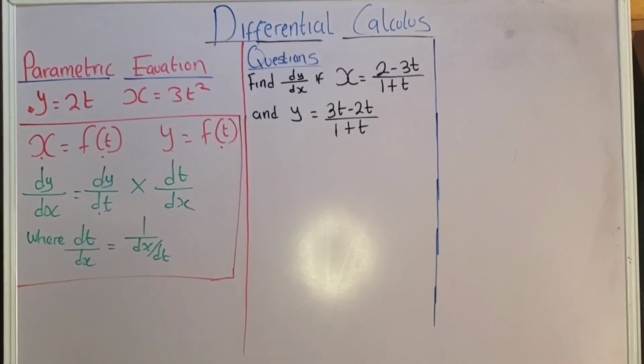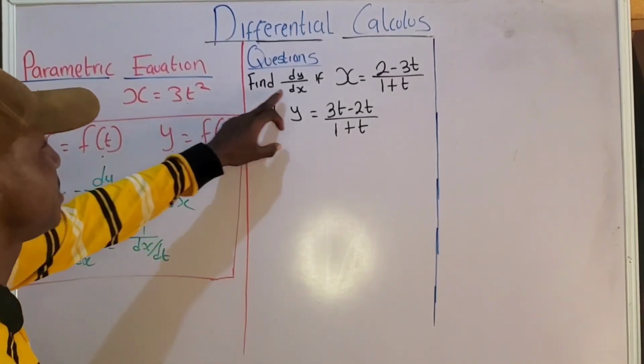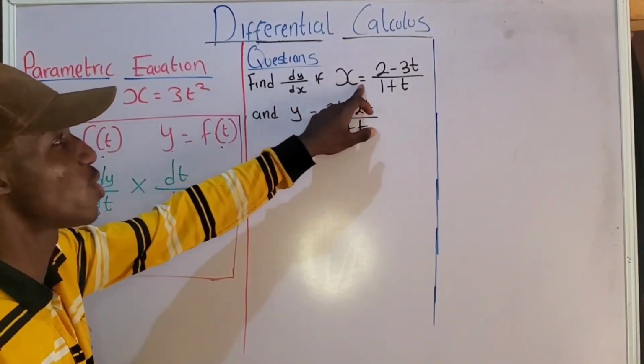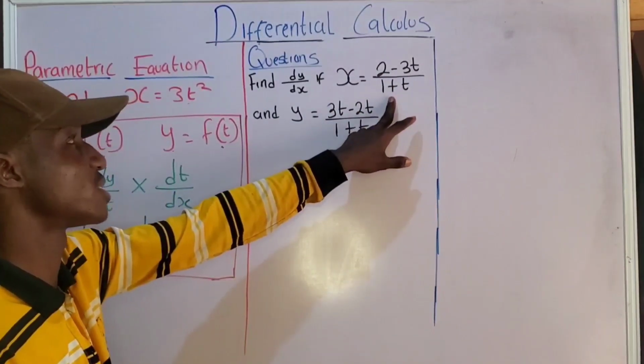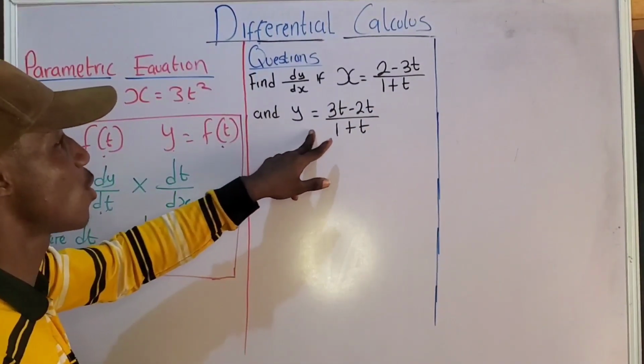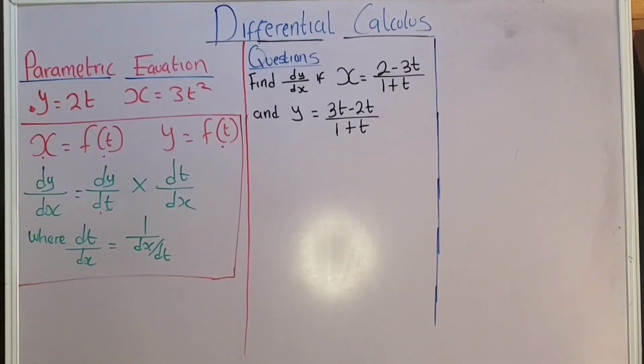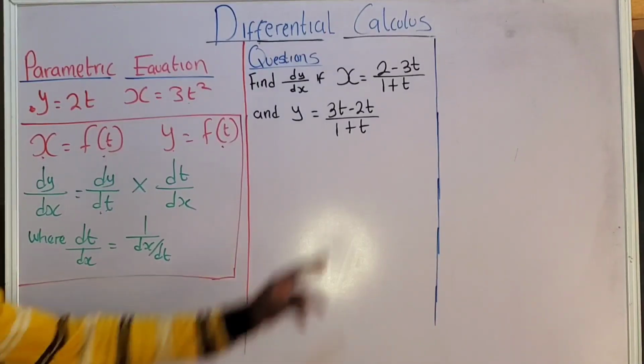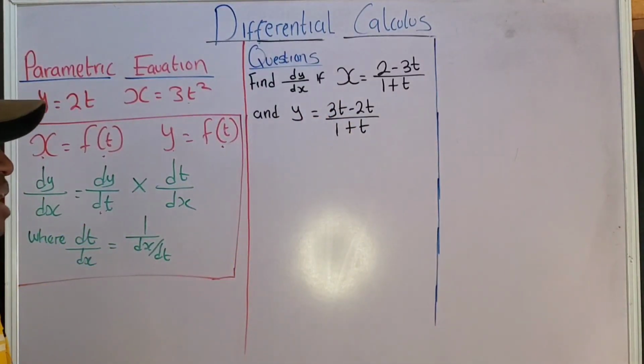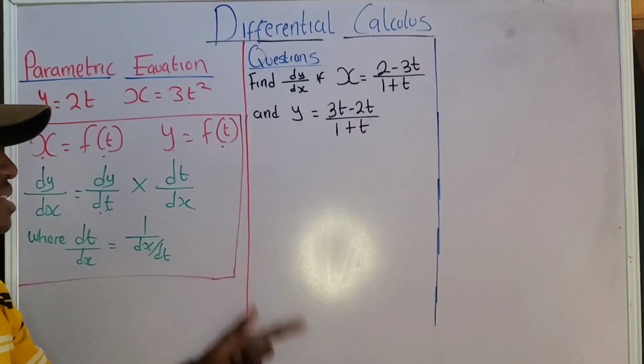Let's consider the question on the board. Find dy/dx if x equals (2 minus 3t) all over (1 plus t) and y equals (3t minus 2t) all over (1 plus t). This is a typical example of a parametric equation, okay? Both equation 1 and equation 2 are connected by a variable known as t, okay?